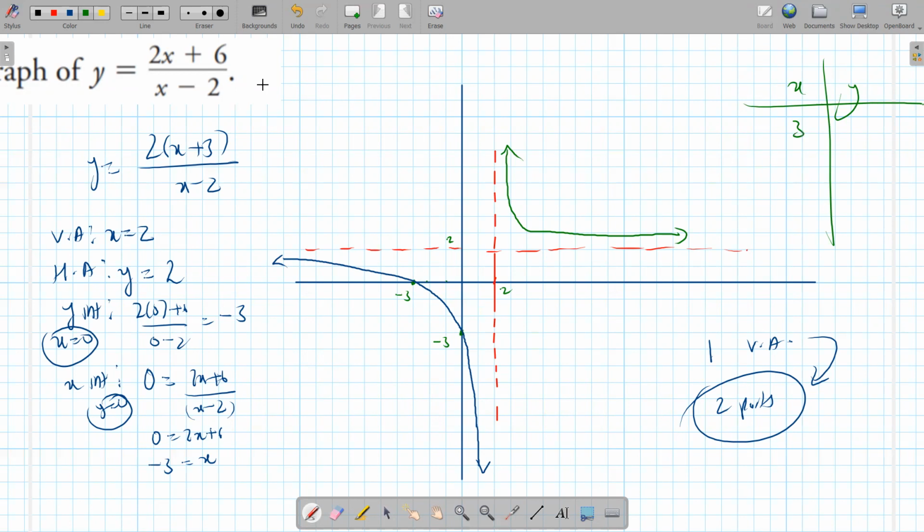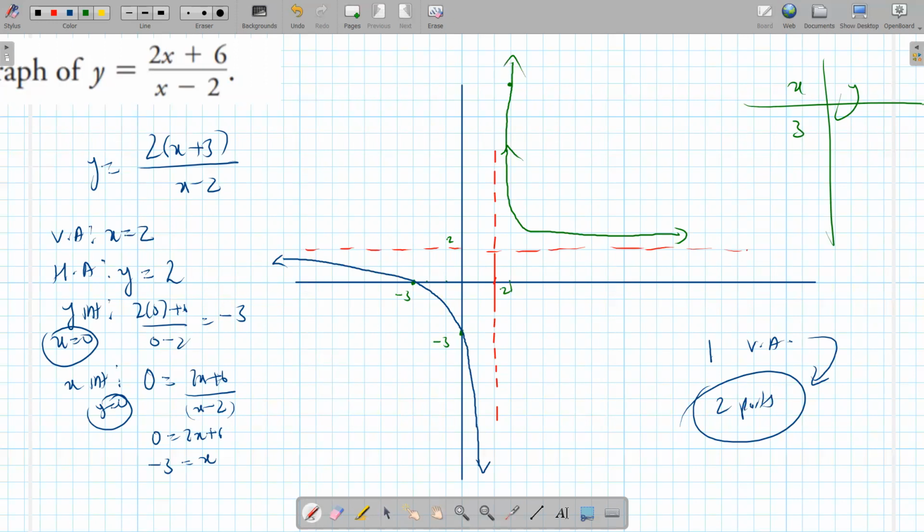So when x is 3, I can just plug that in the calculator. 2 times 3 plus 6 divided by 1. So y would be 12. You see at 3, it's going to be 12, yeah? Which is up there. And then you can just use these points to make the rough sketch.